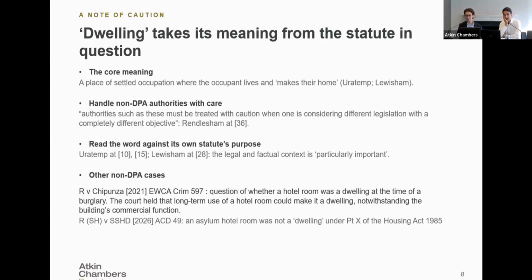So you need to be really careful when considering this other legislation. And this is a point made in one of our key cases under the DPA, Rendlesham, which Nick is going to come on to explore.